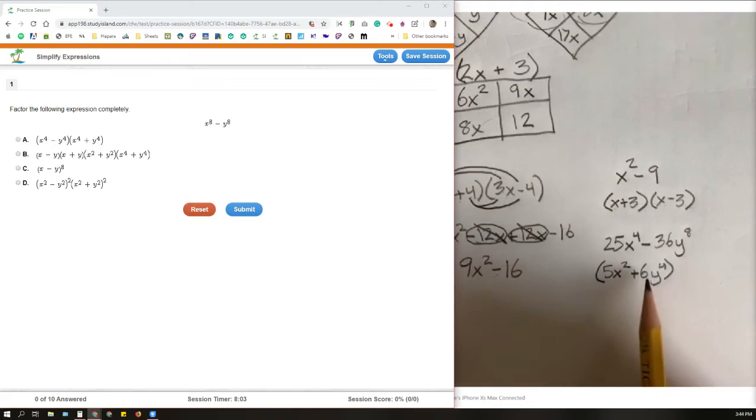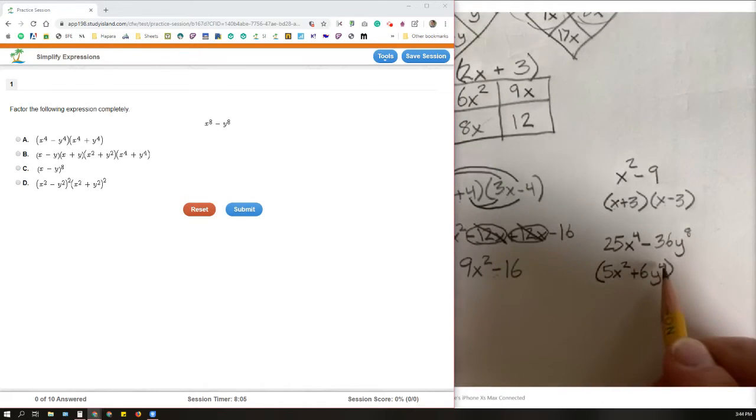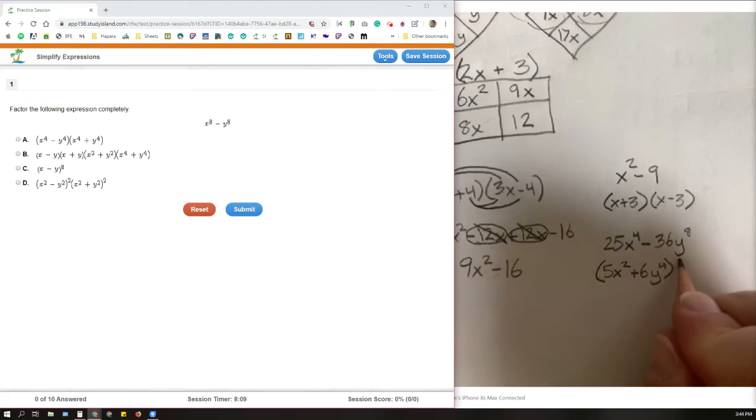The square root of 36 is 6, and the square root of y to the 8th is y to the 4th. Y to the 4th times y to the 4th is y to the 8th. 6 times 6 is 36. So I can write 5x squared plus 6y to the 4th, and then 5x squared minus 6y to the 4th.